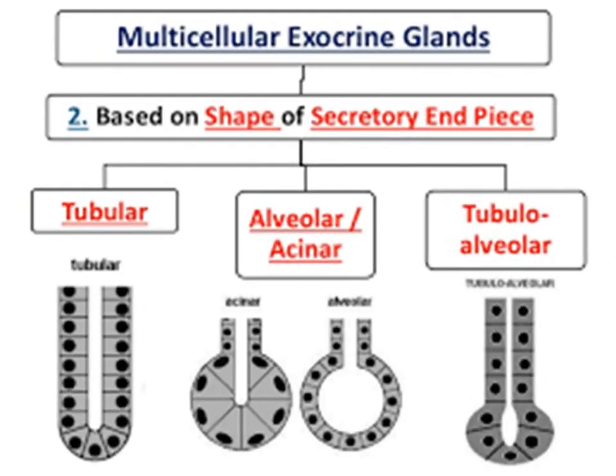The next one is multicellular exocrine glands. The second classification is made based on the shape of the secretory end piece, or we can say based on their secretory units. Here it is classified into 3: the first one is tubular, the second one is alveolar or acinus, and the third one is tubulo-alveolar. Okay, so let us see this explanation.